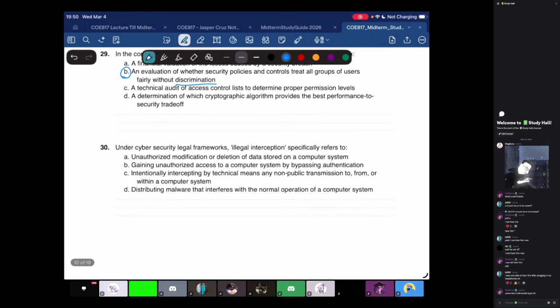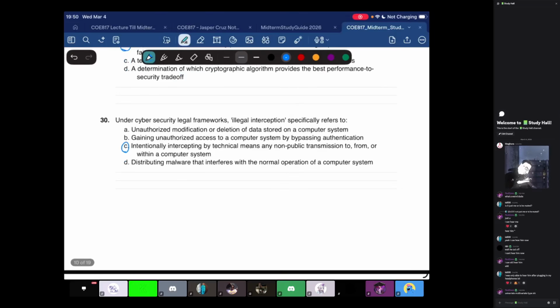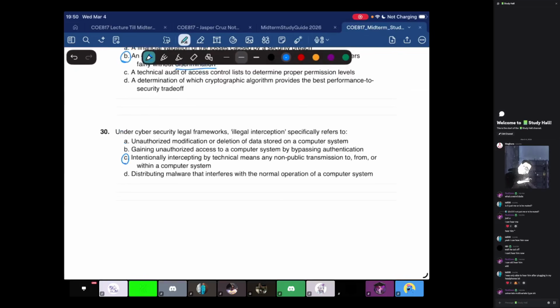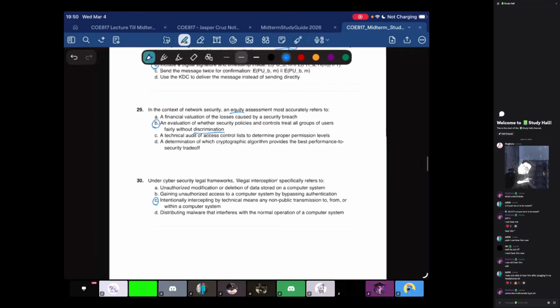Under the cybersecurity legal frameworks, illegal interception specifically refers to what? It refers to intentionally intercepting by technical means any non-public transmission from or within a computer system. So you're obtaining information that you shouldn't publicly have access to, which you are intercepting and accessing. Therefore, it is illegal under the cybersecurity legal frameworks. And so that is all for the true and false and multiple choice.